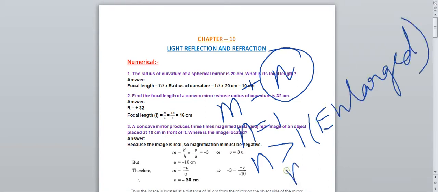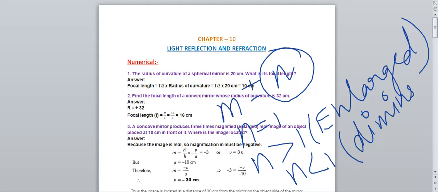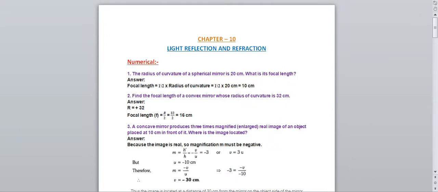But if n is less than 1, meaning magnification is less than 1, then what can we say? That the image formed will be small in size. That is, a diminished image will be formed. So this is the information I wanted to tell you about mirrors as well as lenses. Next, the topic of refractive index is also there.